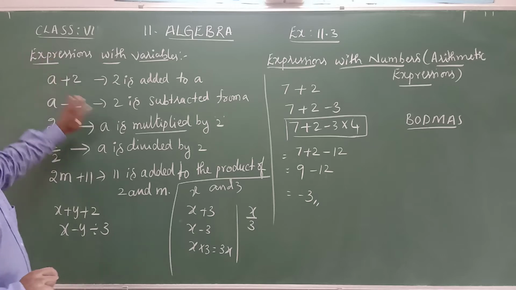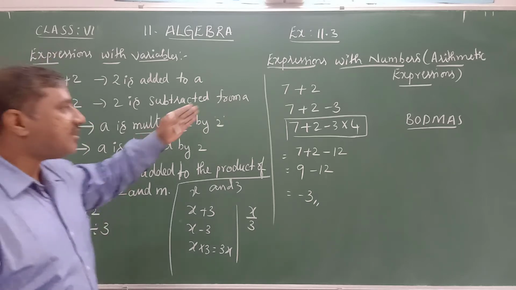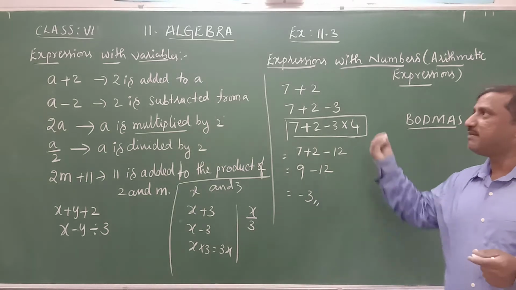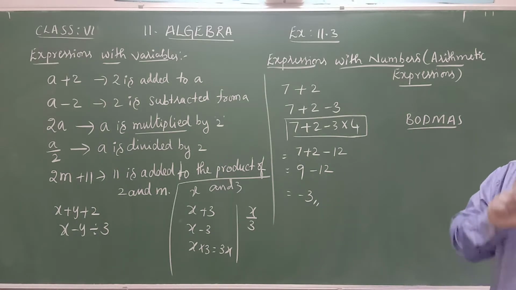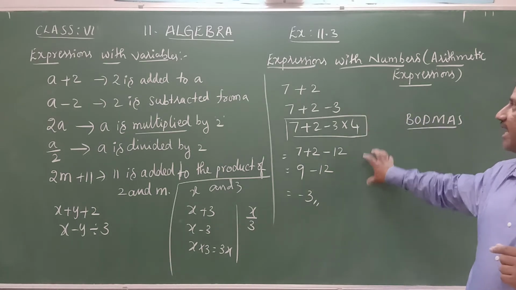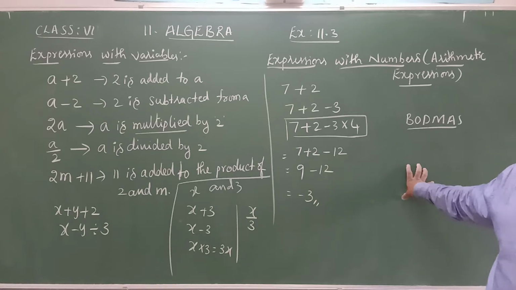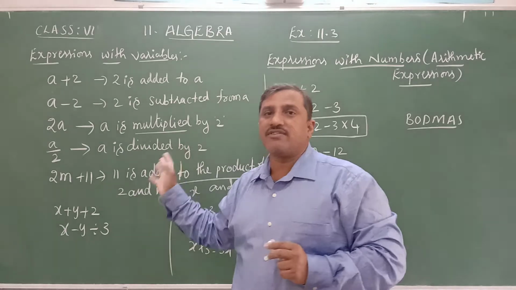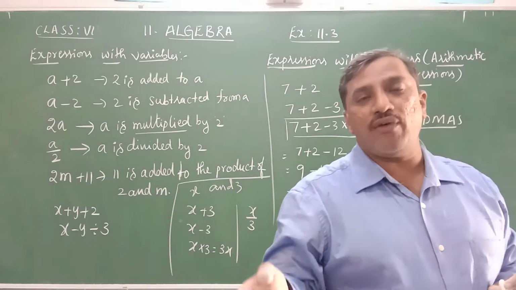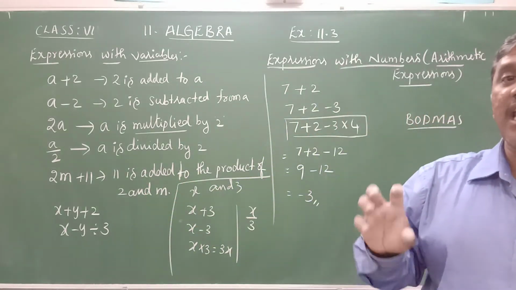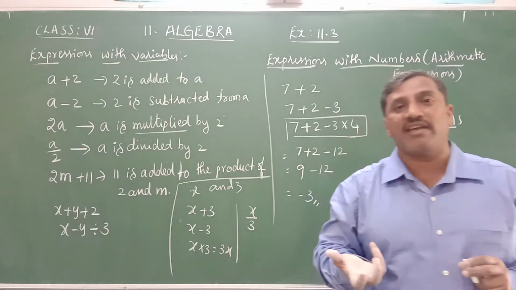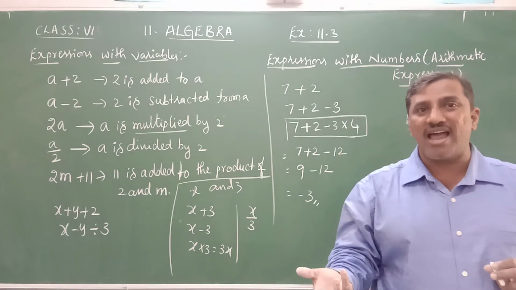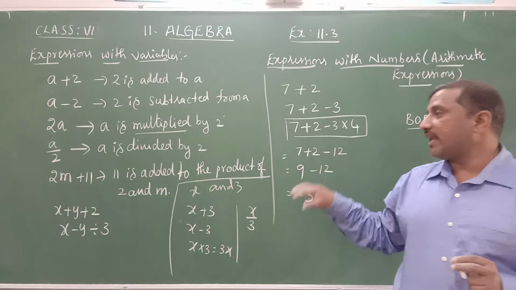So these are the expressions with variables and these are the expressions with numbers. So what is the difference between these two expressions? Yes, here we can evaluate the number expressions, whereas the algebraic expressions, that is expressions with variables, we can evaluate only if we know the value of the variable.